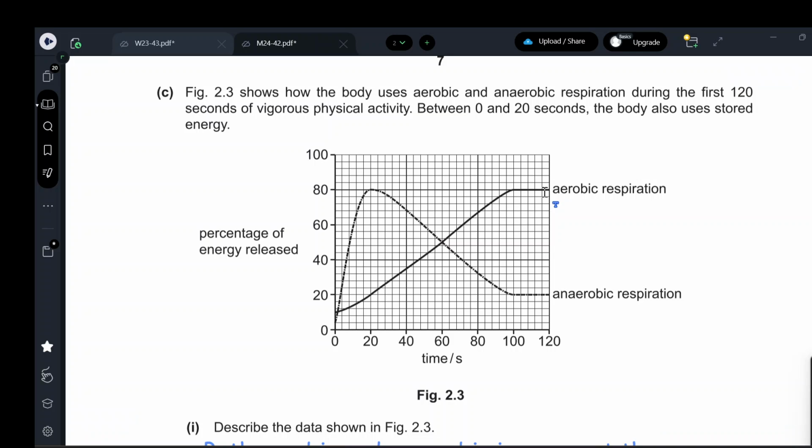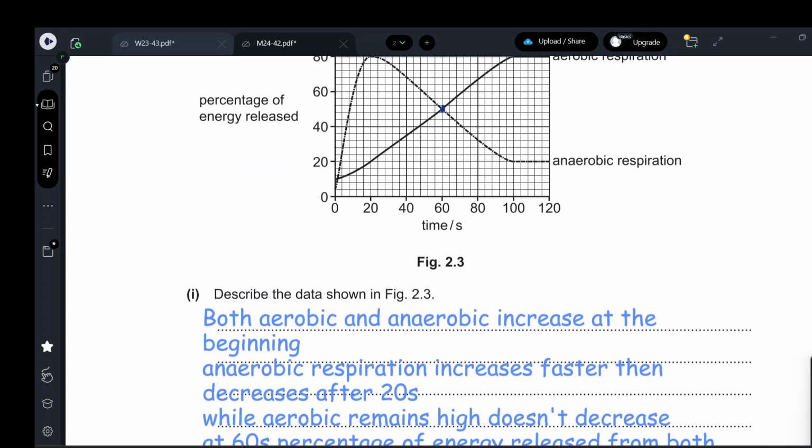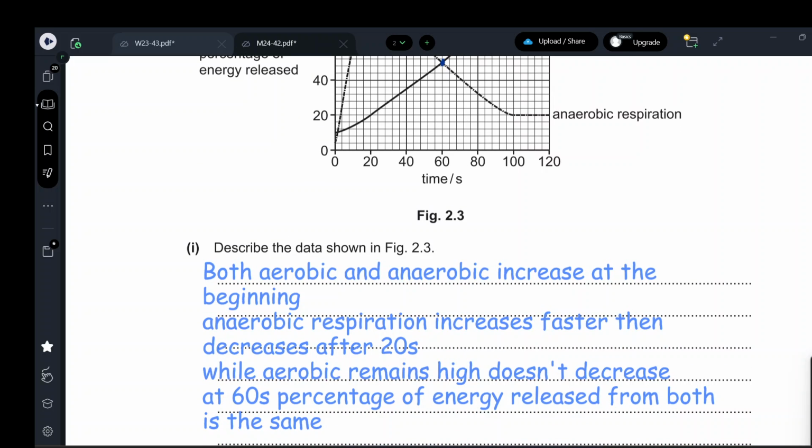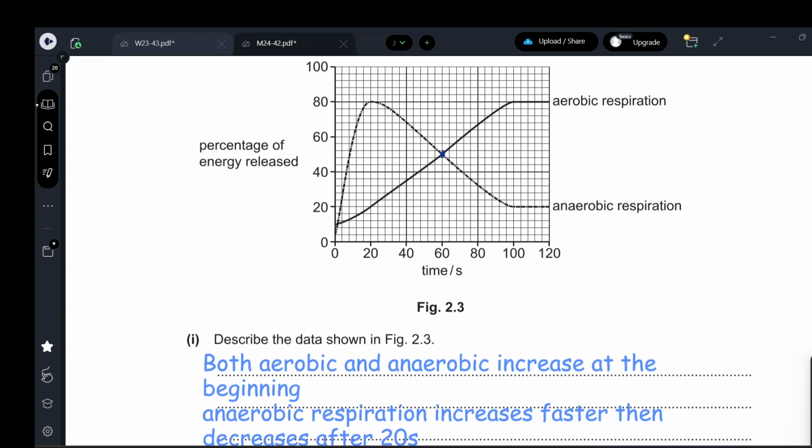I'm just describing the lines. I can also say that at 60 seconds, the percentage of energy from both were the same because there's an intersection here. So it means that at 60 seconds, percentage of energy from both types were the same. Both aerobic and anaerobic increase at the beginning. Anaerobic respiration increases faster and then decreases, while aerobic remains high, it does not increase. At 60 seconds, the percentage of energy released from both was the same.